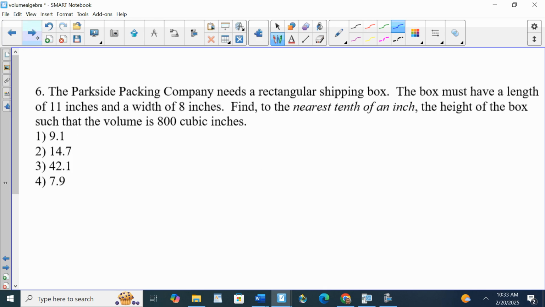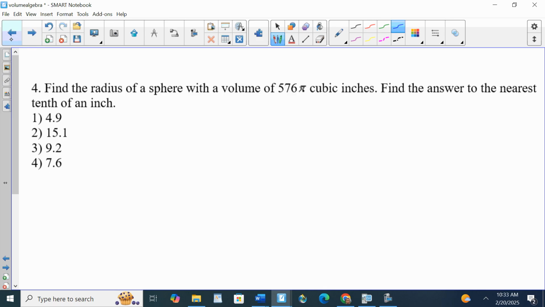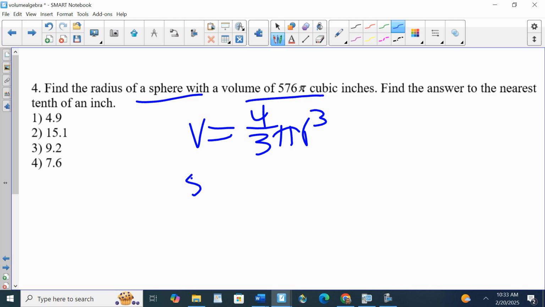If you want to be fancy, how about you be fancy? Why don't you try and do number 4 on your own, okay? The sphere one. If you want to pause it, do it on your own, great. With algebra. Again, there's no downfalls to the equation solver in this course. Keep it simple. Sphere, 4/3 pi r cubed. It's telling us the volume is 576 pi. There's nothing to sub in. It's asking for the radius.